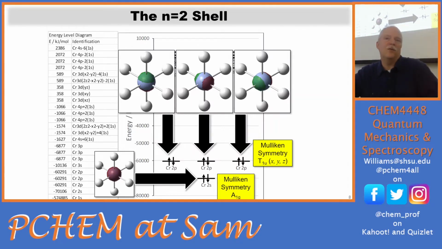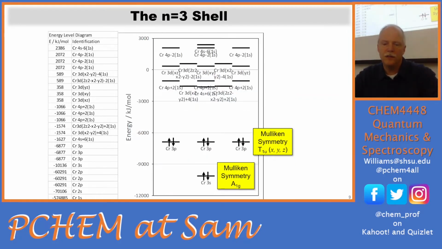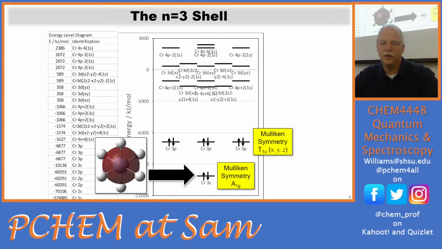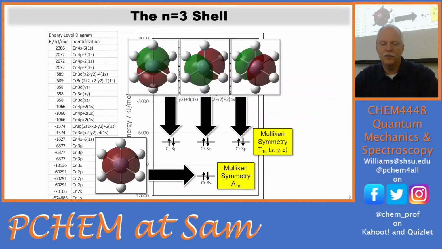And that's another reason why they don't interact: because they're so close to the nucleus, they're pulled in tight, and the hydrogens are so far away. Then the 3s, again, Mulliken symmetry A1g, the 3p's, T1u. Now they're getting close. So the 3s is getting close to touching those hydrogens. But you can imagine when we get to the 4s and then the 3d's, those are going to be surrounding the hydrogens and fully interacting with them.